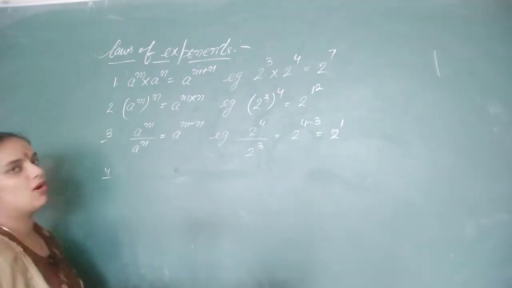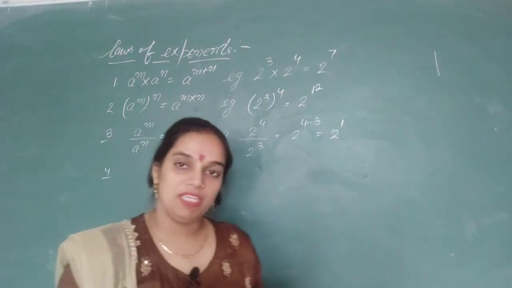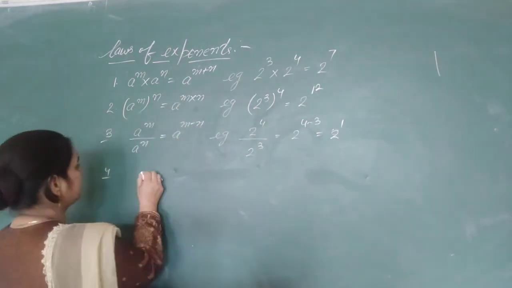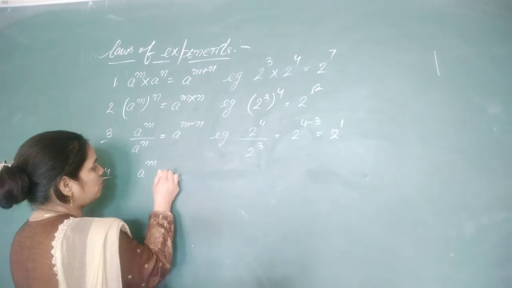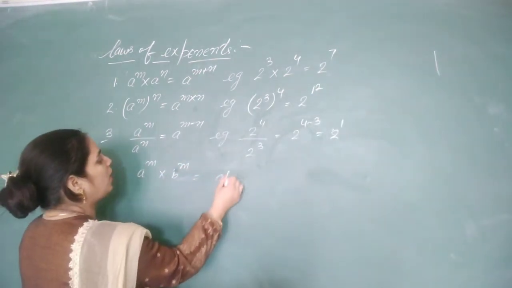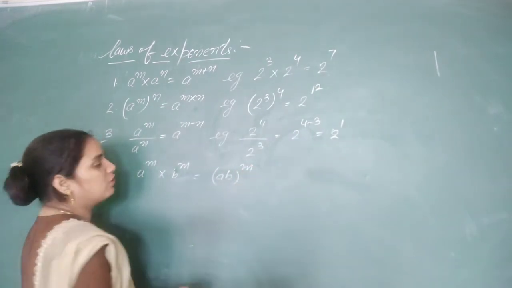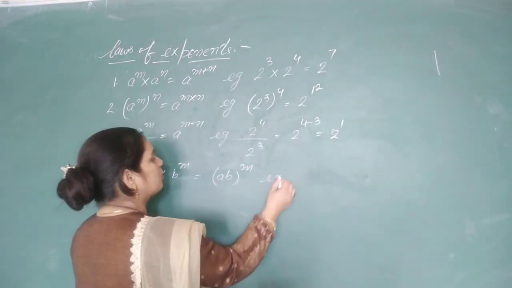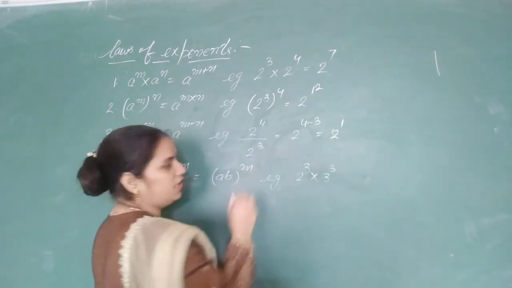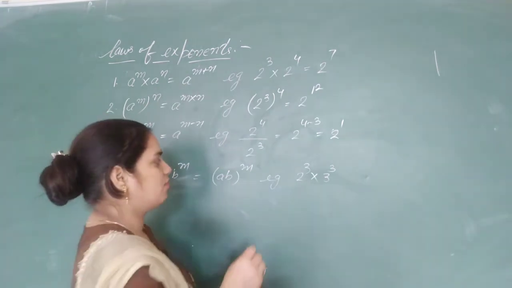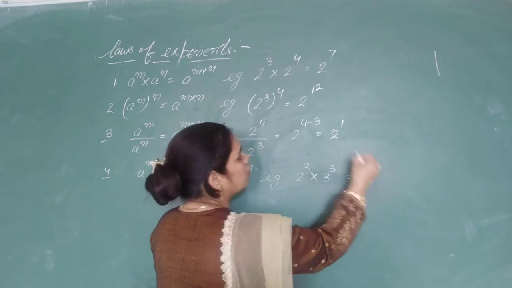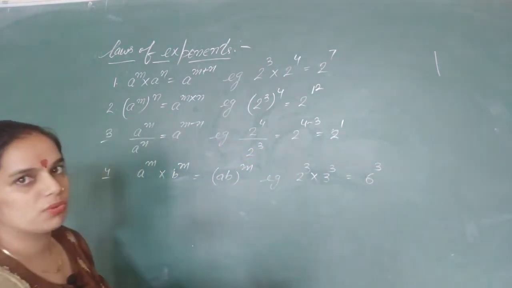Now let us discuss the fourth law. If base is different but power same. Let us take a raised to the power m into b raised to the power m. Then we will multiply both the bases and take power as common. For example, 2 raised to the power 3 into 3 raised to the power 3. Here power is same but base are different. So we will multiply both the bases and power will be common. So our result will be 6 raised to the power 3.